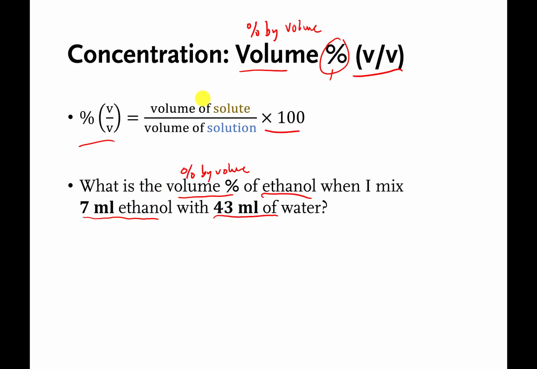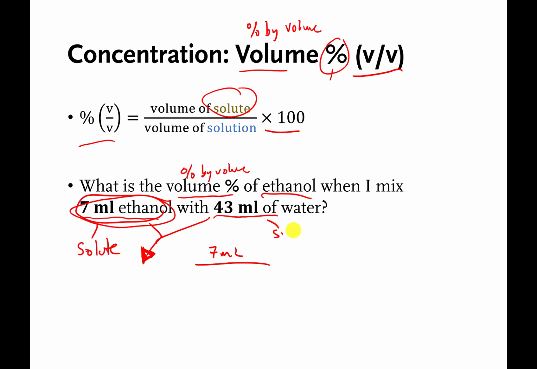Unpausing. The solute in this case is the booze, it's the ethanol. It's going to be 7 milliliters. And then the volume of the solution, I'm cutting a little bit of a corner here, but it's close enough to the truth. Basically, you can just add these two numbers together because this is the solute and this is the solvent. And if you add them up, you're going to end up with 50 milliliters. And then that is going to be 0.14. And if you multiply by 100, the answer would be 14% v/v.